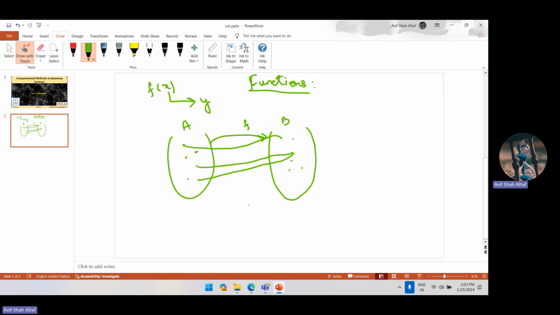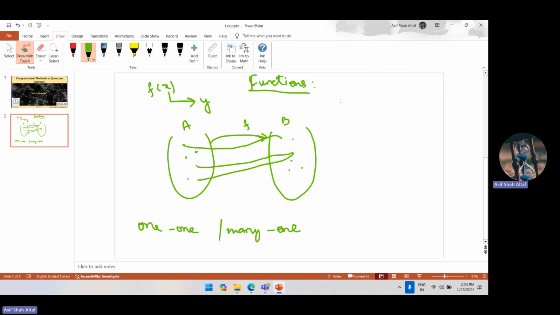Now the mapping can be one-to-one, or it can be many-to-one. One-to-one means each element here is mapped to one element here, and no two elements in A are mapped to the same element in B. So that's what we call one-to-one mapping. Many-to-one mapping is that every element in A maps to some element in B, and it's also possible that two elements in A may map to the same element in B.